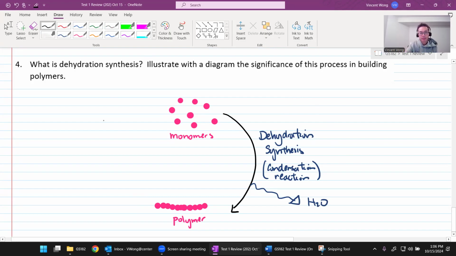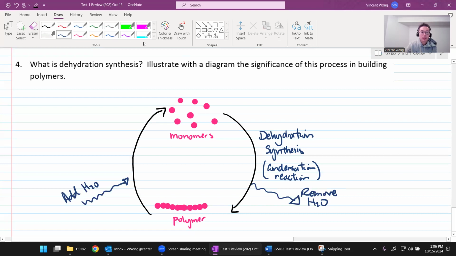So that's it, right? Now I'm going to add a few more things here to review with you. We can actually break the polymer back into monomer, but in doing so, we're going to need to add water. Okay, we'll say this is remove water. So this is a hydrolysis, and it will allow us to break it back down into monomers, right?